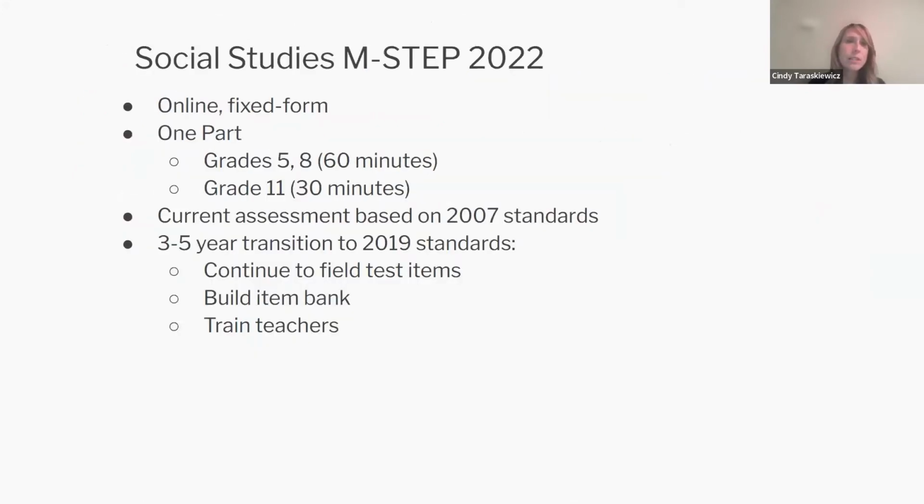On social studies, it's an online fixed form, just like science. It's 1 part. Grades 5 and 8 is 60 minutes and grade 11 is 30. So the current assessment is still based on 2007 standards. They're looking at a 3 to 5 year transition to move it to the new 2019 standards. They want to still build an item bank and train teachers and do more field test items. So that will be a little bit still.